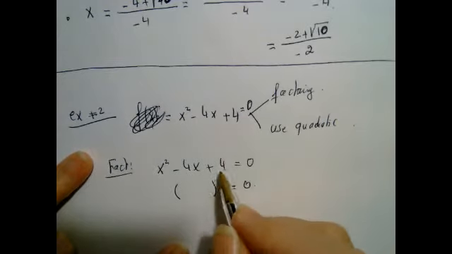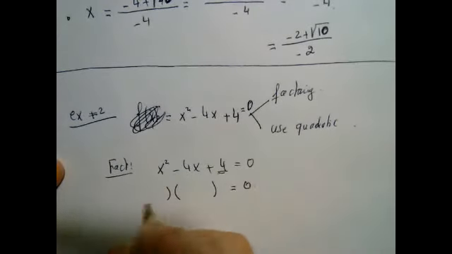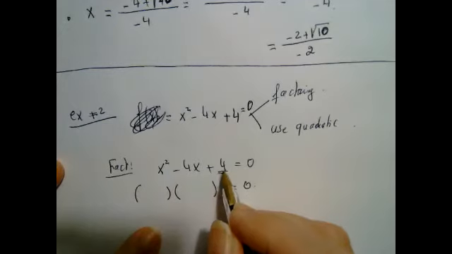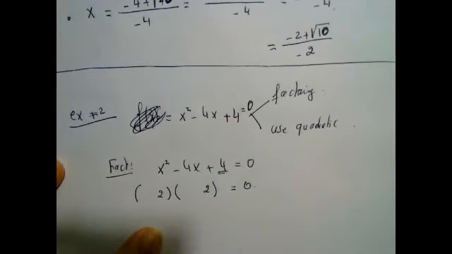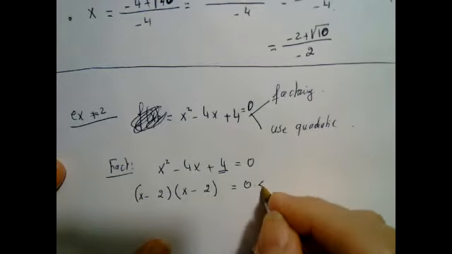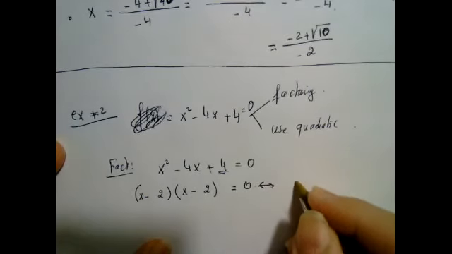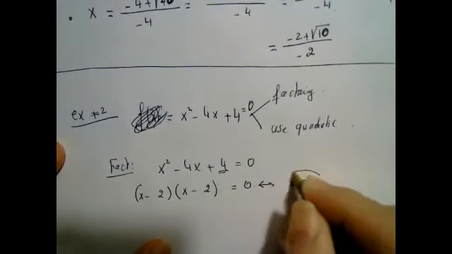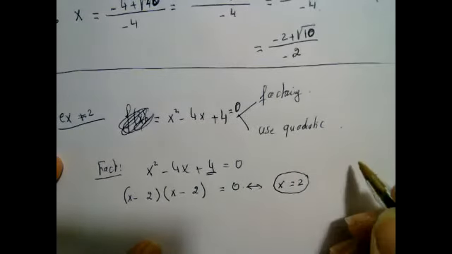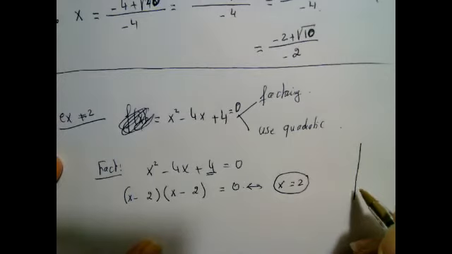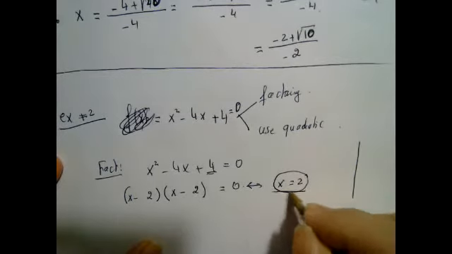Okay, so basically you'll be looking for 2 numbers whose product is 4 and whose sum is -4. So it's going to give me x minus 2, x minus 2. Or if you want, x minus 2 squared. So this equal to 0 means x equals 2. So in this situation we ended up with one solution, x equals 2.